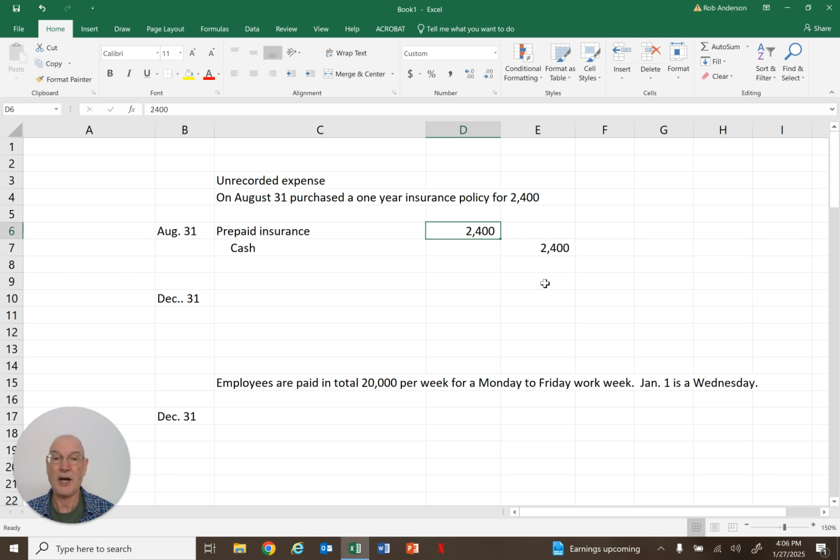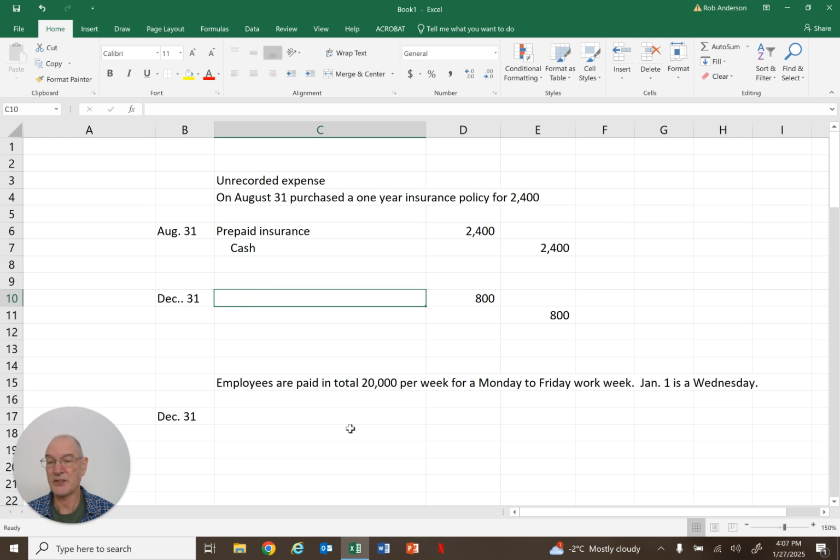So the question is, how many months of insurance did we use up? Well, not August because we bought it August 31. So let's say September, October, November, and December. 4 months. So 4 months at 200 is 800. So we know that we need a debit and a credit of 800. Now, again, we have to say we're using one income statement account and one balance sheet account. The balance sheet account is prepaid insurance because we have less. We've used up some of this asset. So that's going to be a credit.